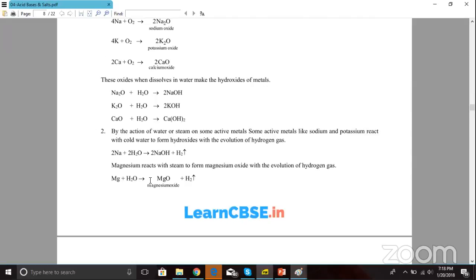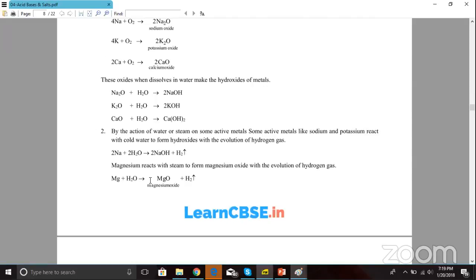So sodium reacts only with highly reactive metals, we have to take it. For example, sodium, potassium and so on, because they can react vigorously even with cold water. So 2Na + 2H2O gives 2NaOH plus hydrogen gas.